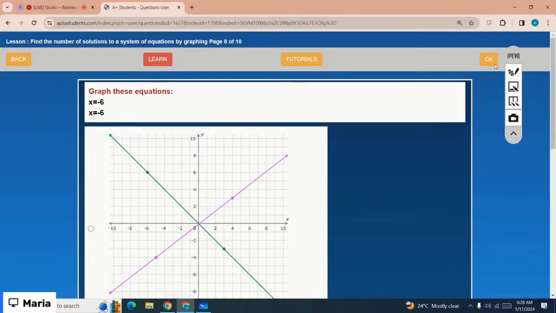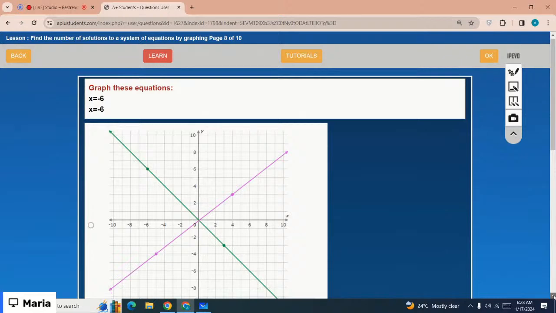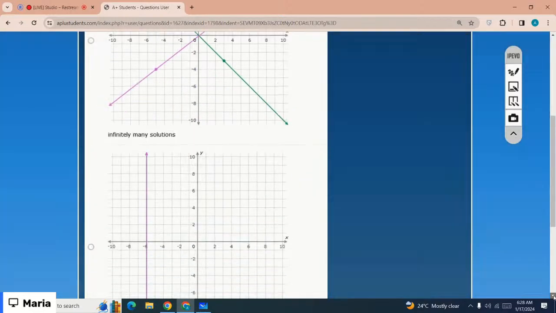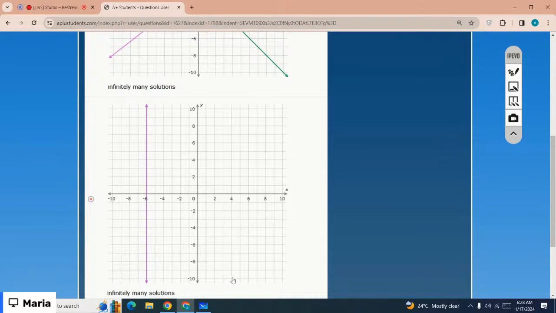Okay, graph these equations. Which is the correct option? You are given x equals negative 6 and the other one is also x equals negative 6, right? So both the equations are exactly same. That means the system has infinitely many solutions and the correct option is the second one, right? You can see here is negative 6.